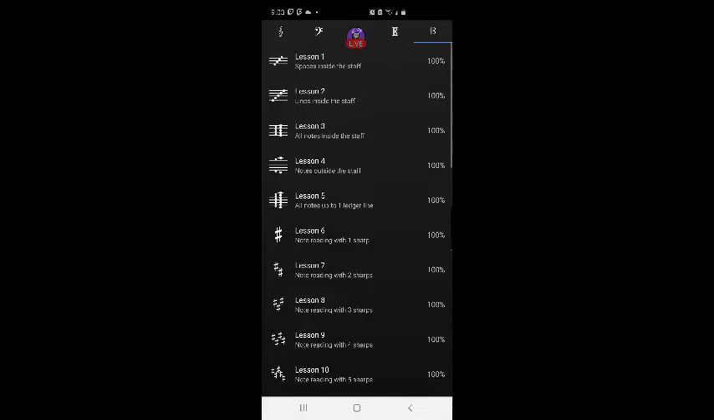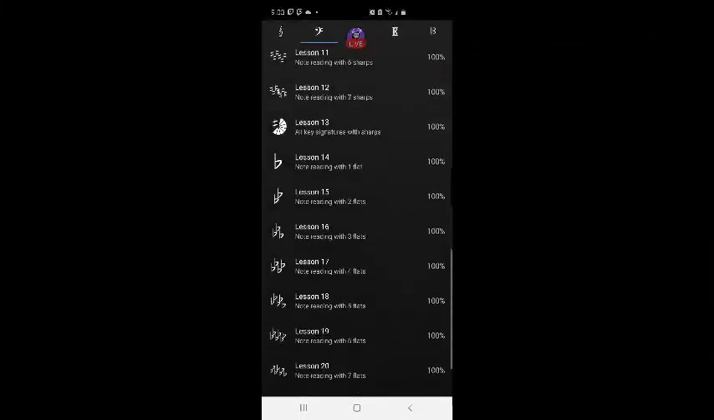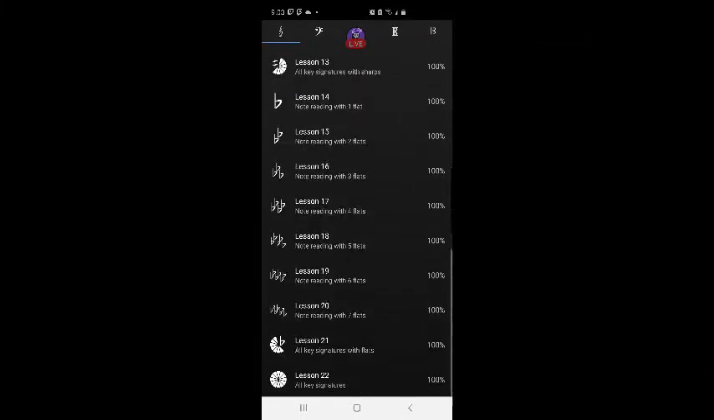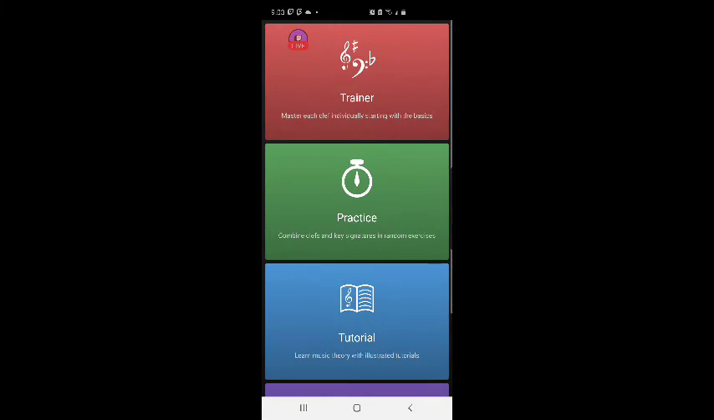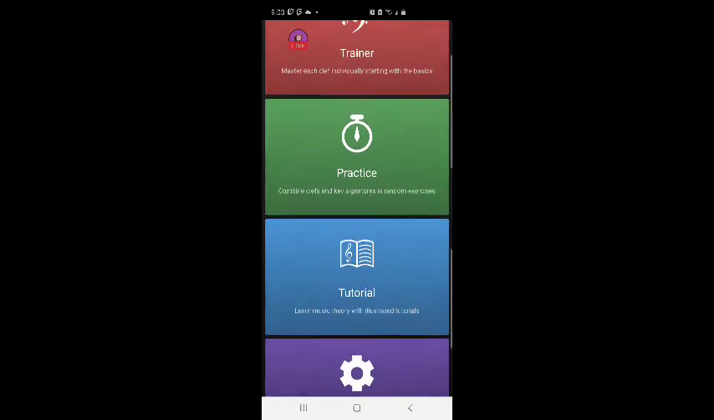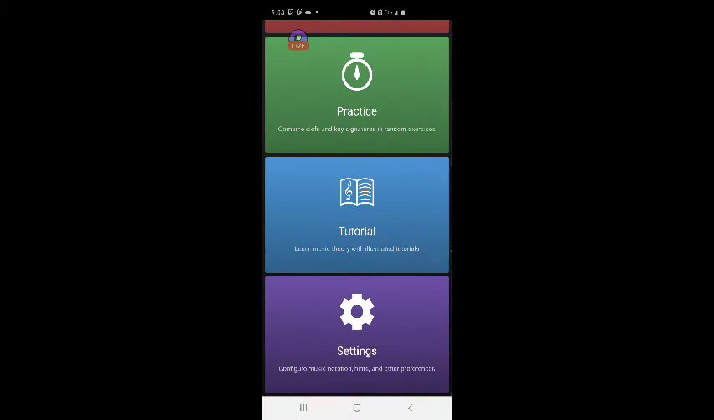Anyway, I did everything there is in the lessons, and it's all 100%. So I think I did okay. So I did everything in the trainer, and I guess what I'll do is read some of the tutorial.